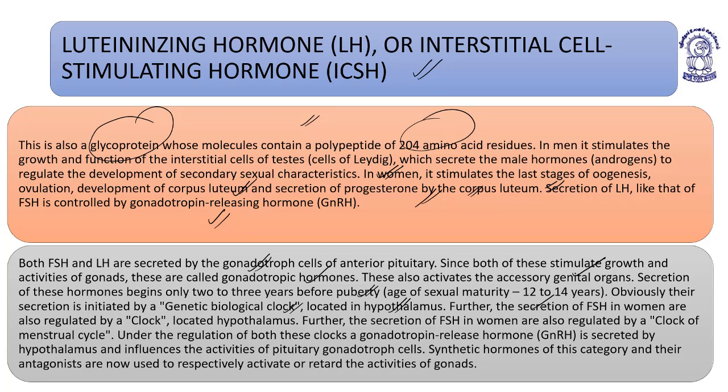Further, the secretion of follicle stimulating hormone in women is also regulated by a clock located in hypothalamus. Under the regulation of both of these clocks, the gonadotropin releasing hormone is secreted by hypothalamus and influences the activities of pituitary gonadotropic cells. Synthetic hormones of this category and their antagonists are now used to respectively activate or retard the activities of gonads.